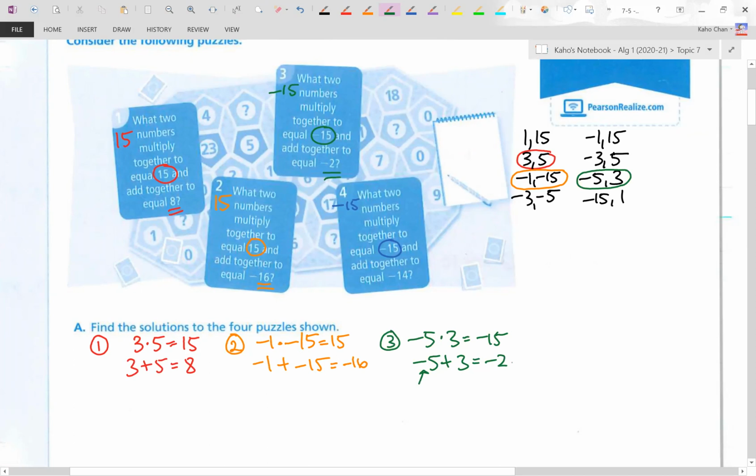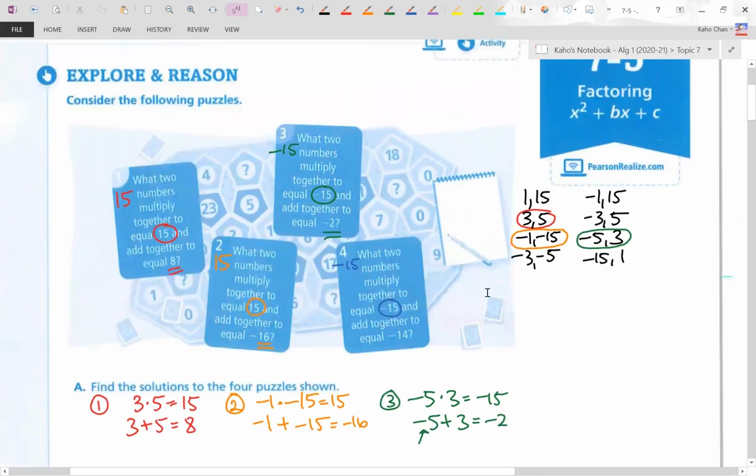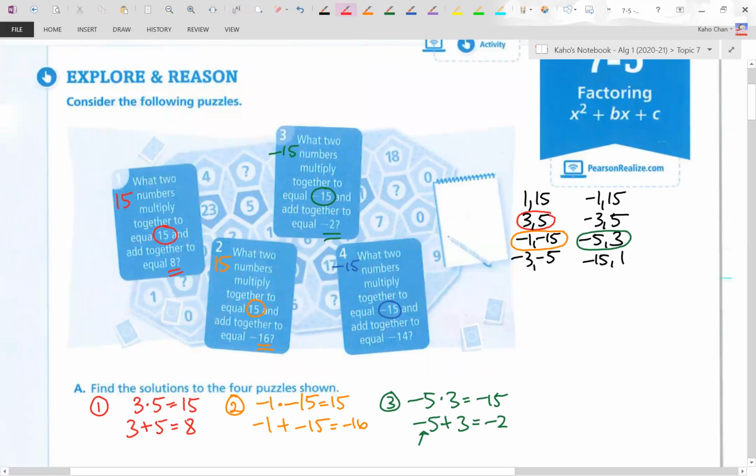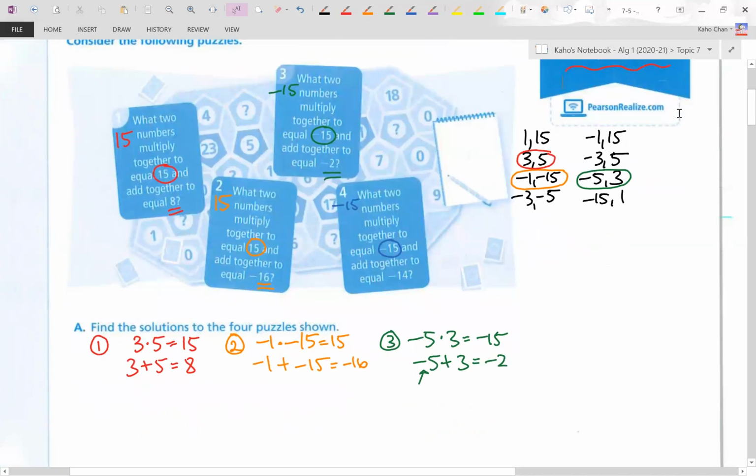So you're probably wondering why we're doing these kind of puzzles right now. What we're doing is we're actually going backwards of the product of two binomials that we did a few sections ago. When we multiplied those two binomials together and combined like terms, we would get a trinomial. And that's the name of this particular section. That trinomial is x squared plus bx plus c. We're just working backwards. It's a little bit trickier, definitely.